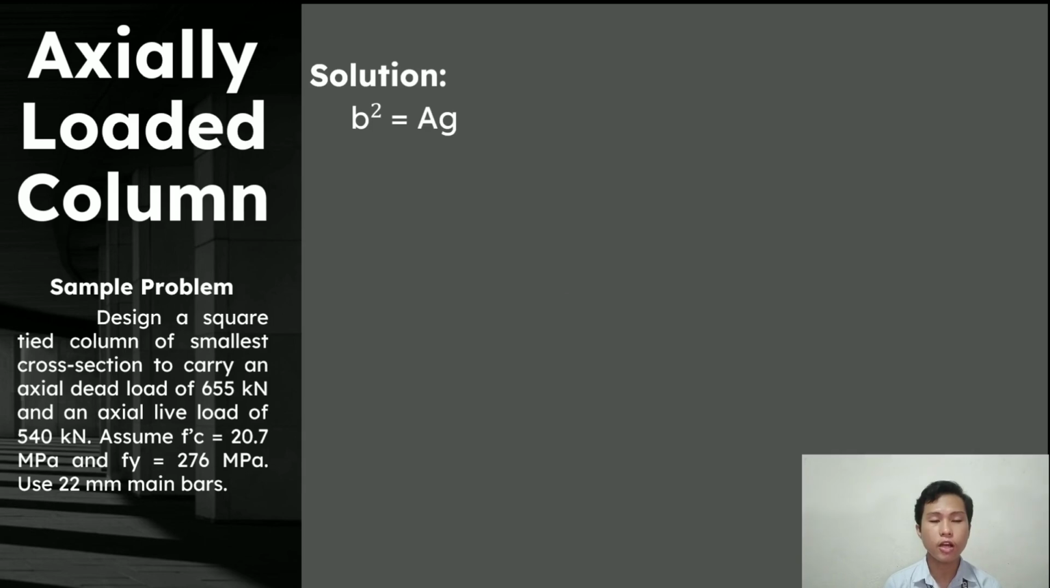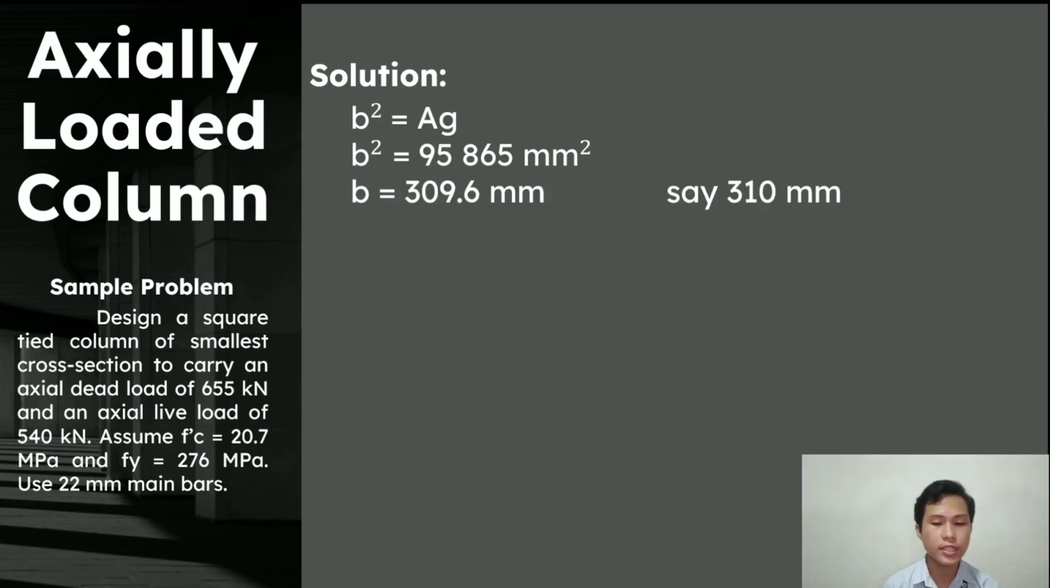Since our column is square, B squared is equal to Ag, the cross-section of our column. So, B squared is equal to 95,865 square millimeters. By getting the square root of both sides, we'll get B is equal to 309.6 millimeters, and we can say that we'll use 310 millimeters.